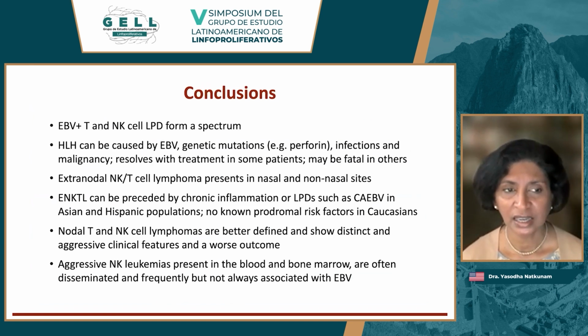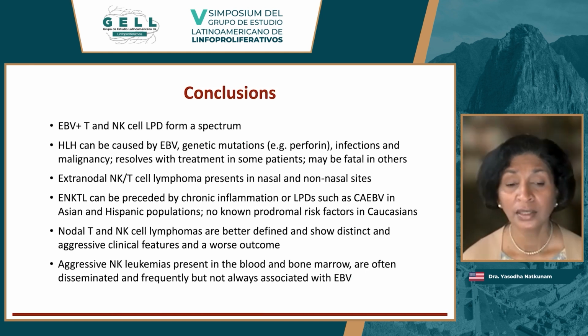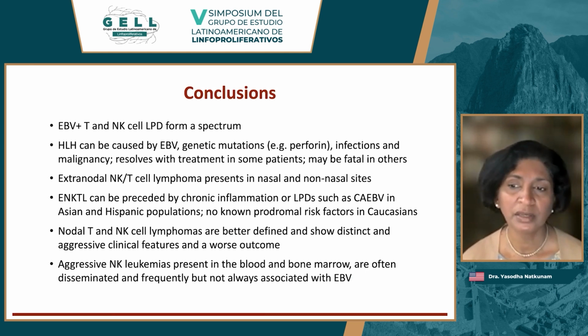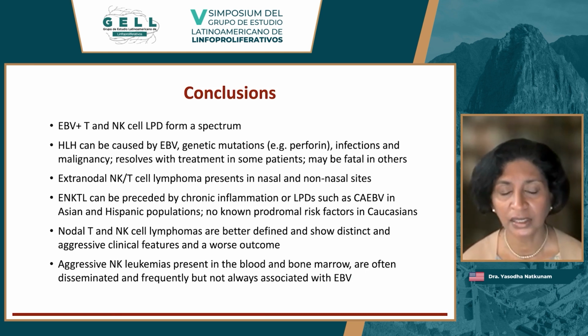EBV positive T and NK cell lymphoproliferative disorders form a spectrum. HLH can be caused by EBV by itself or by genetic mutations or infections and malignancies, including the set of lymphomas we talked about. Some patients resolve with treatment, but it may be fatal in others, and it accelerates the clinical progression when patients have extranodal NK T-cell lymphoma. So these patients need to be followed very carefully so that if they develop HLH, you can catch it in the bone marrow and take necessary treatment steps to control the disease.